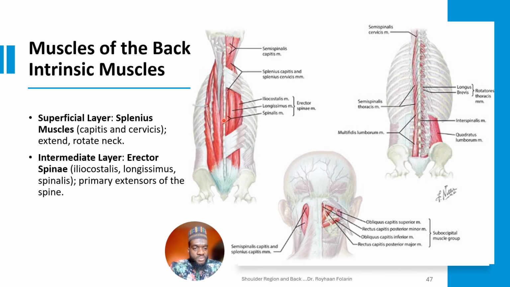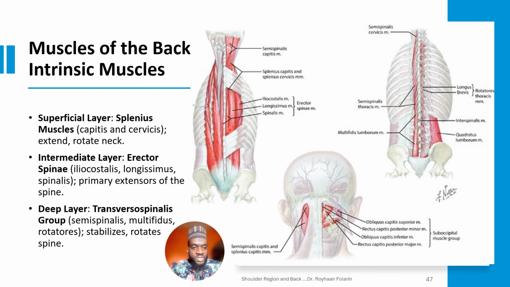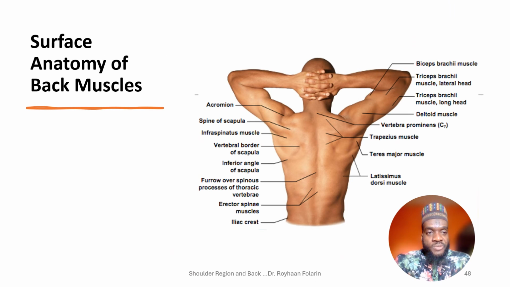So these are the primary extensors of the spine. And then you have the deeper muscles like the semispinalis and the multifidus. These are considered the transversospinalis group. These muscles help to rotate the spine as well, and they stabilize the spine.